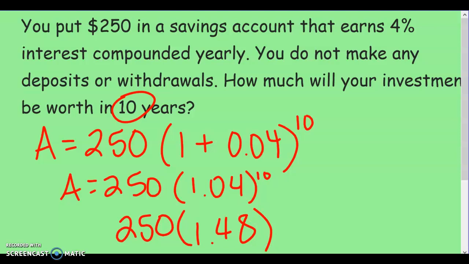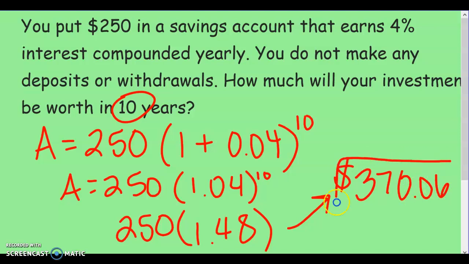So I just take that times $250, which would mean that after 10 years, I'm going to end up with $370.06. Now, that's going to be if my $250 just sits there for 10 years. I'm going to earn some money off of it, and that's how savings accounts work.